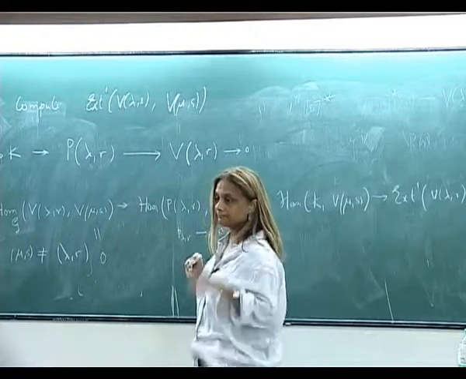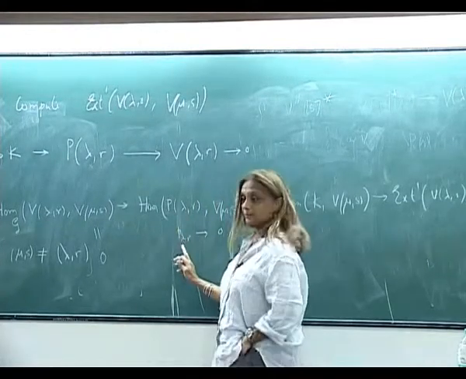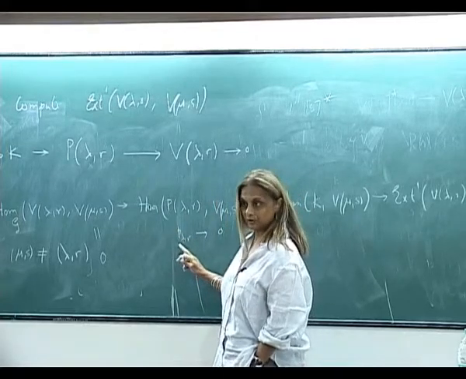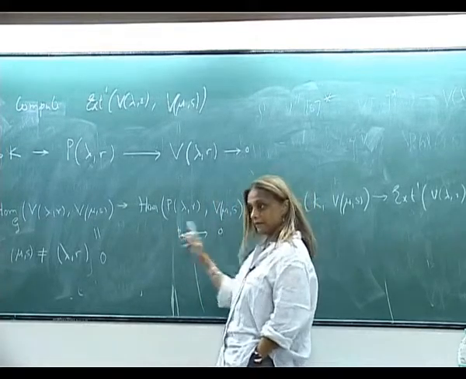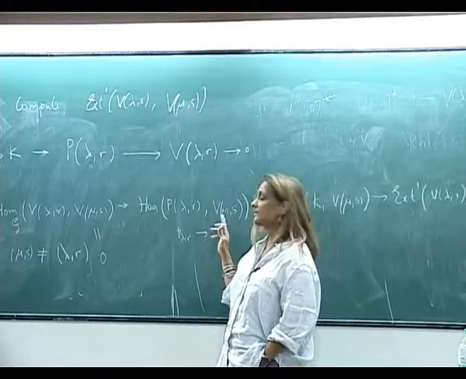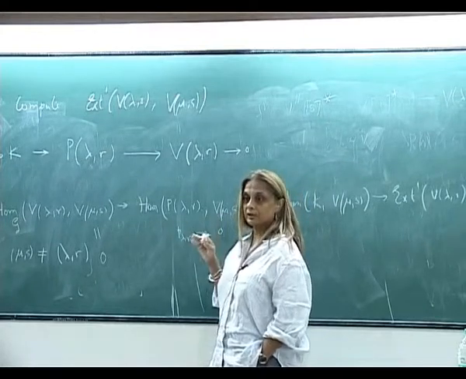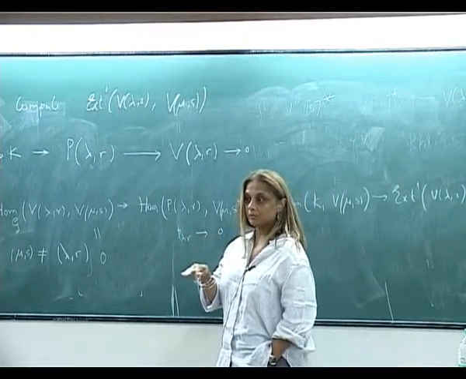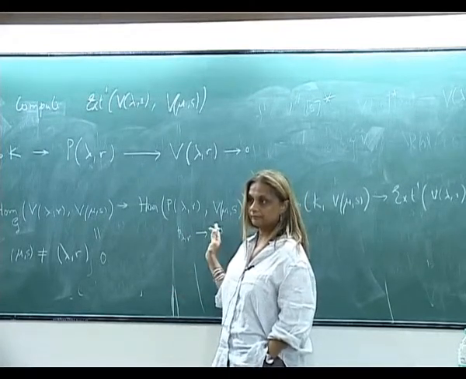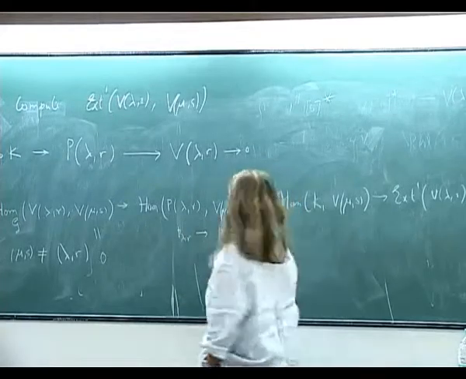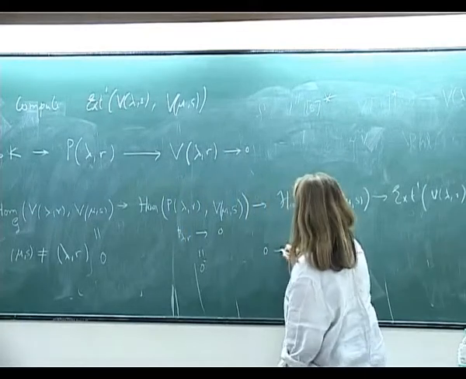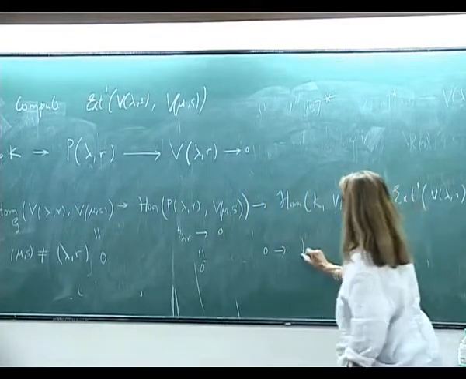Shall I try and explain this again? This module is generated by this element P lambda r. This element is killed by n plus because it's highest weight. Therefore, if I have a non-zero map here, it must go to something here which is killed by n plus. But this has a unique thing which is killed by n plus, which lives in mu s. And I'm assuming mu s is different from lambda r. So it couldn't have gone to the correct space. Okay, so this HOM is 0.